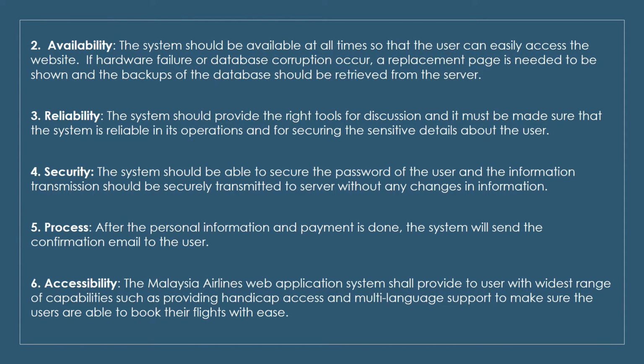Second is availability. The system should be available at all times so that the user can easily access the website. If hardware failure or database corruption occur, a replacement case is needed to be shown and the backups of the database should be retrieved from the server.